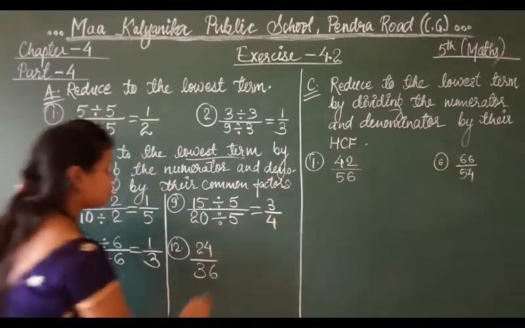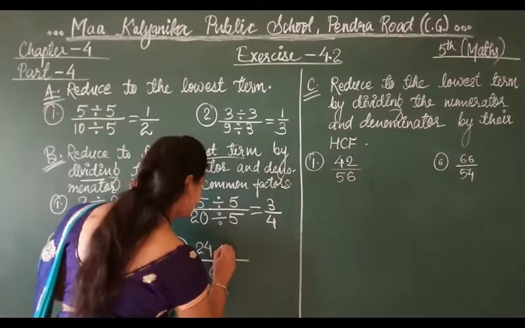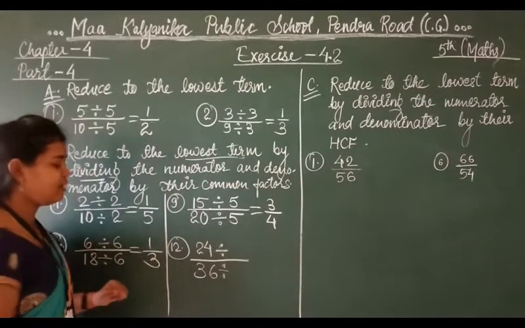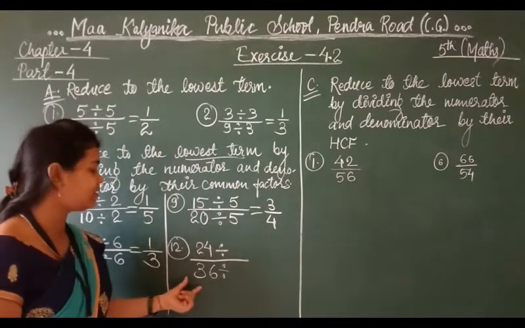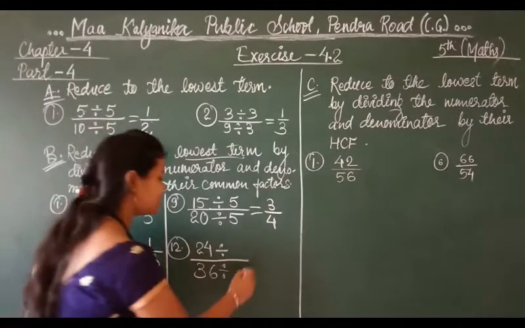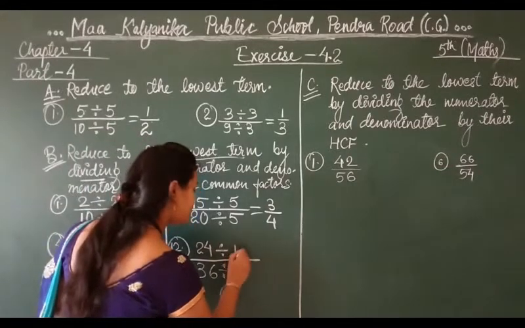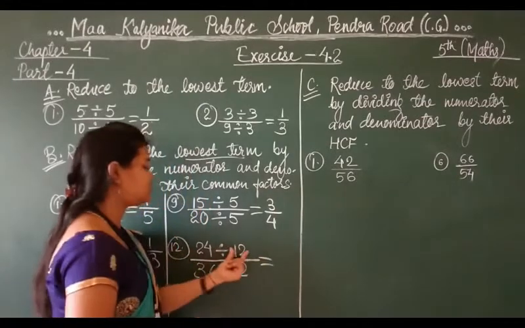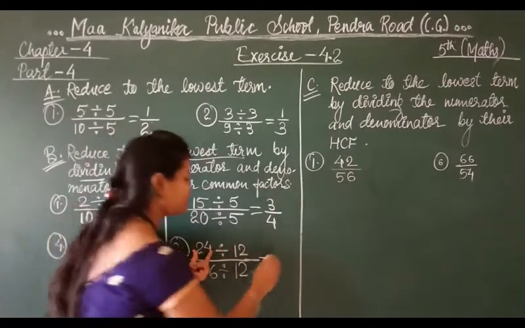Okay. So now the 12th question is 24 by 36. So students, if I take 2, it is a very small number. So for 24 and 36, can we take 12 as a common factor for both? Let us try. So 12 ones are 12, 12 2s are 24.